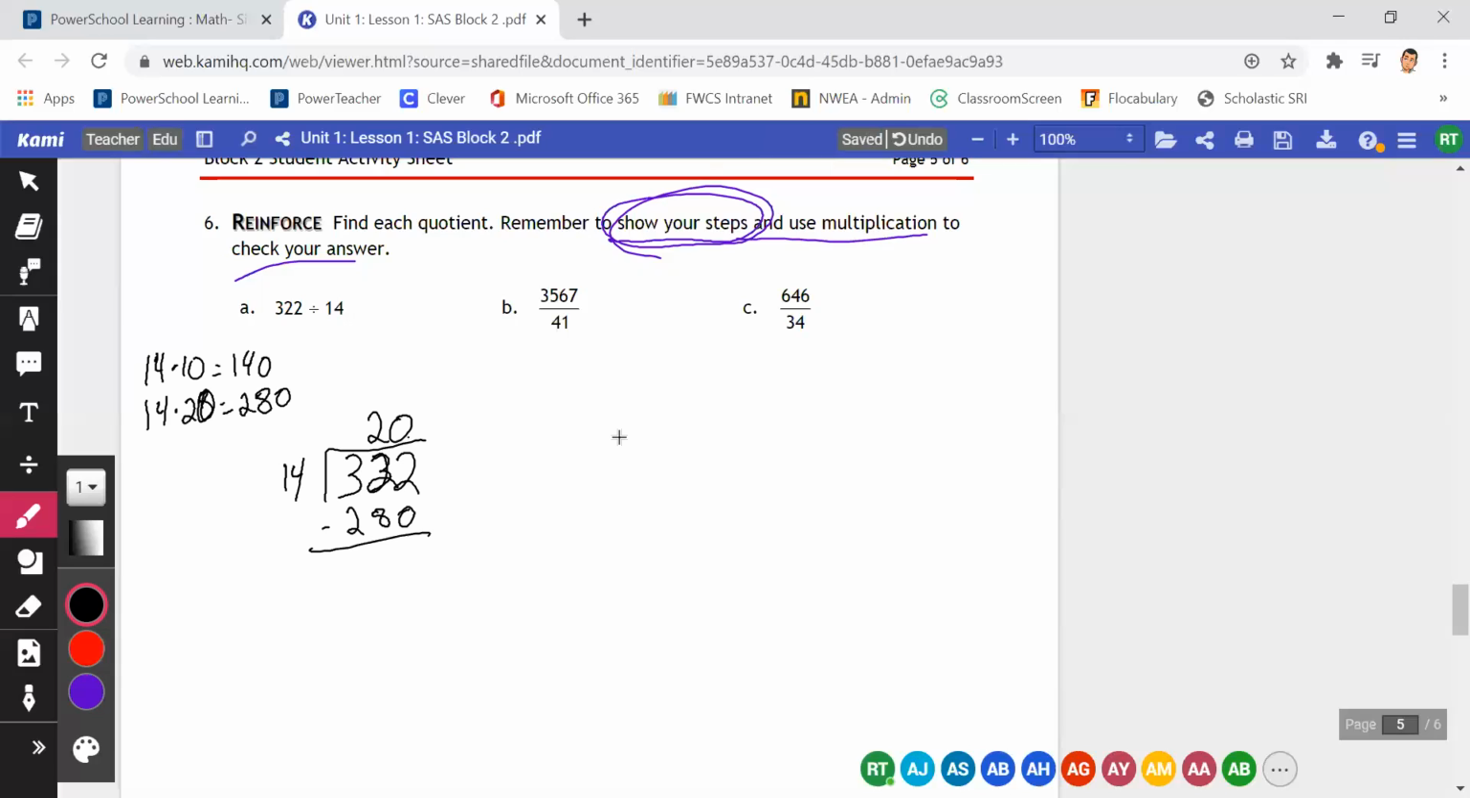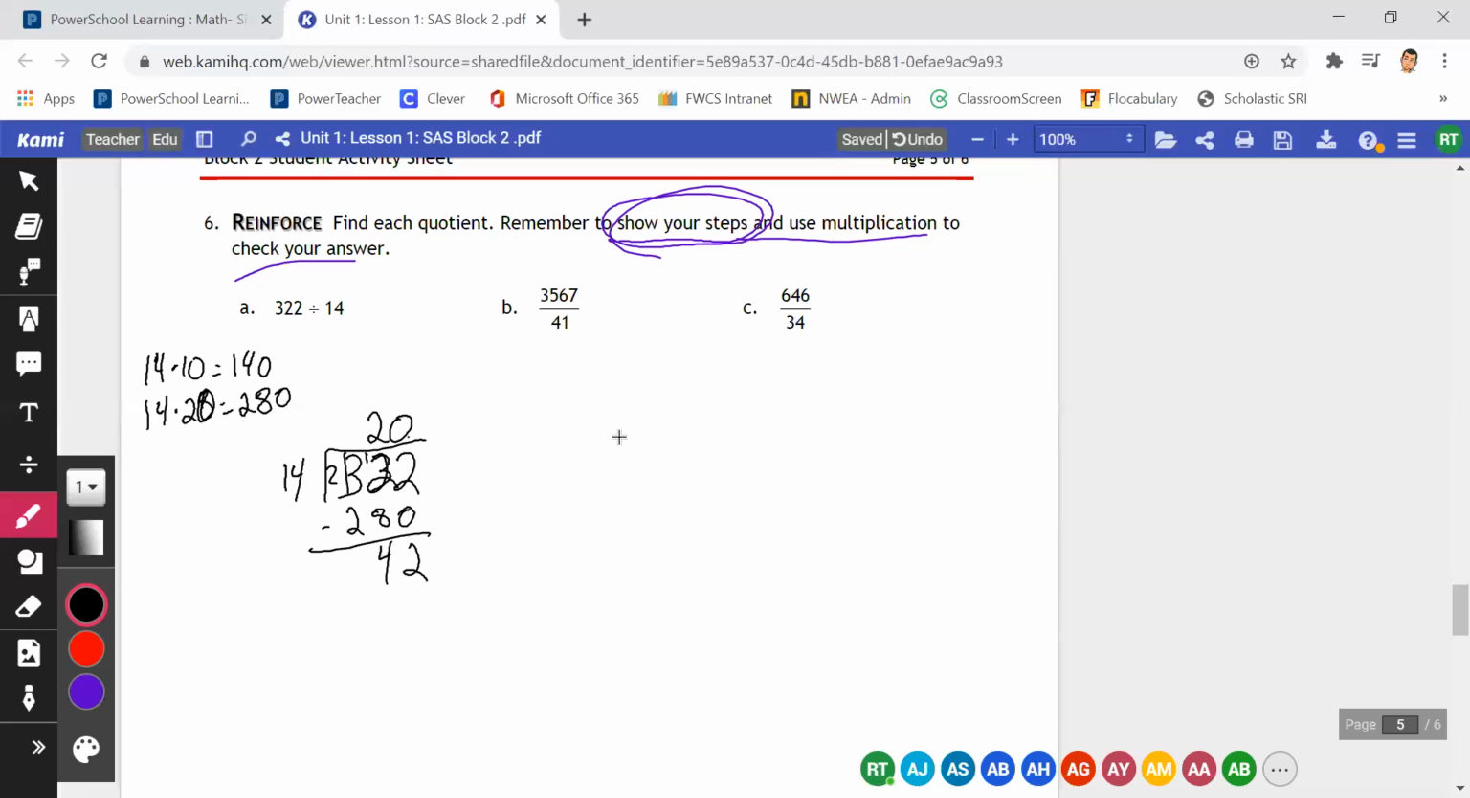So 2 minus 0 is 2. 2 minus 8, I know that I need to borrow. So I can do that like this. 12 minus 8, 8, 9, 10, 11, 12. So that's going to be 4. And 2 minus 2 is 0. Now 14 goes into 42 how many times?